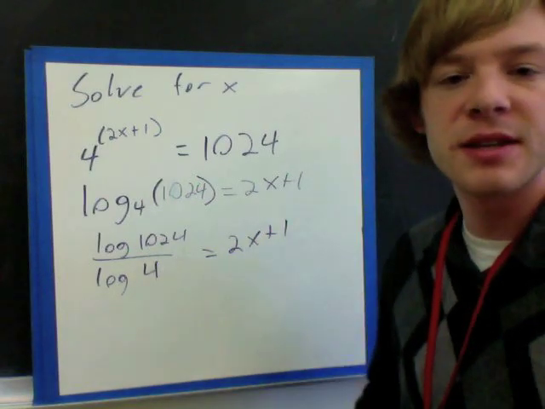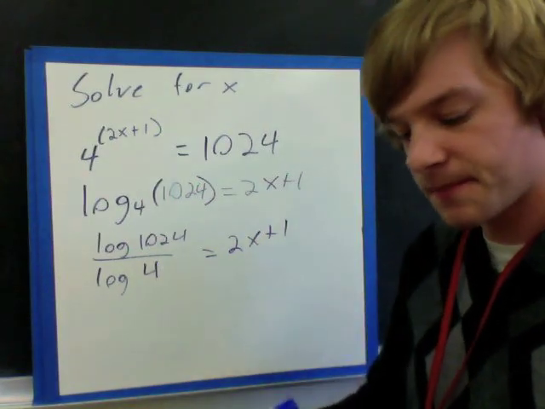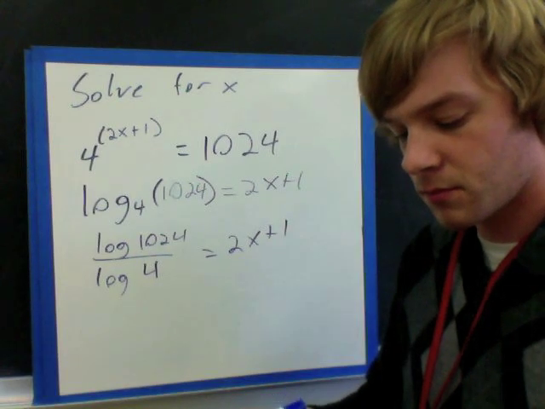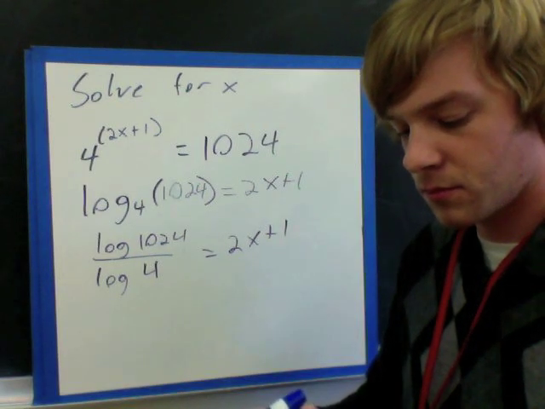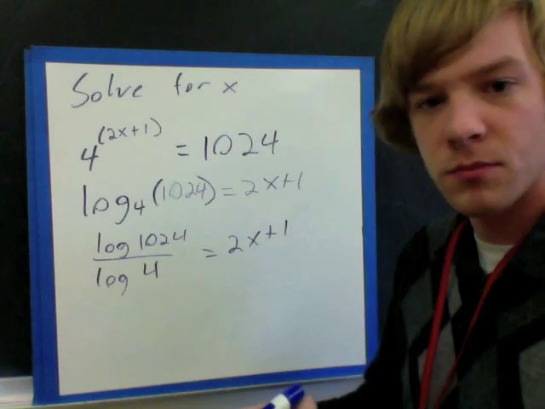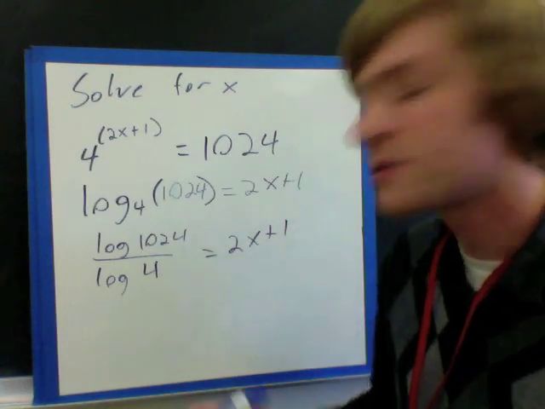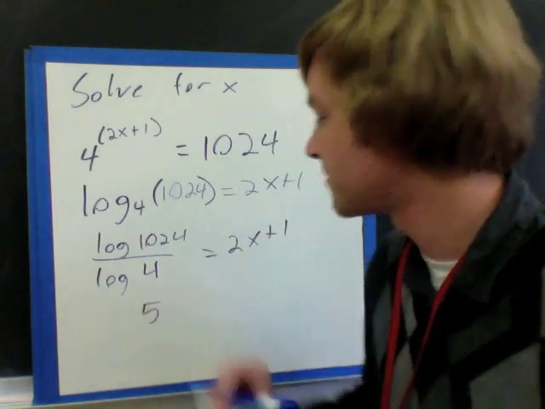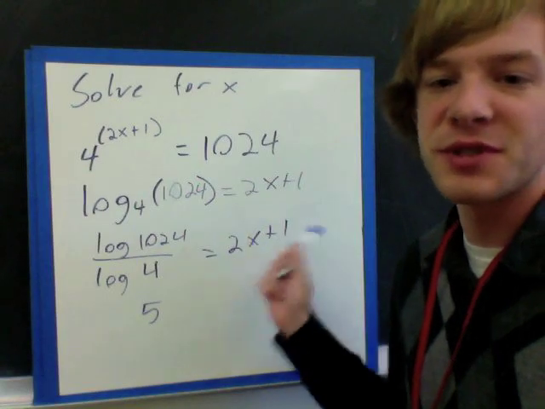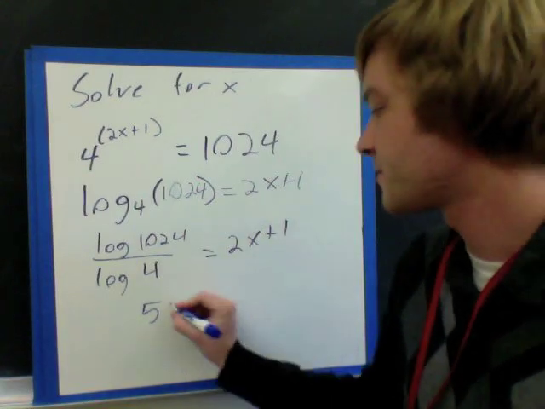And if we divide these out in our calculators, we get 5. So that whole thing simplifies to 5, and we still have the 2x plus 1 over here.